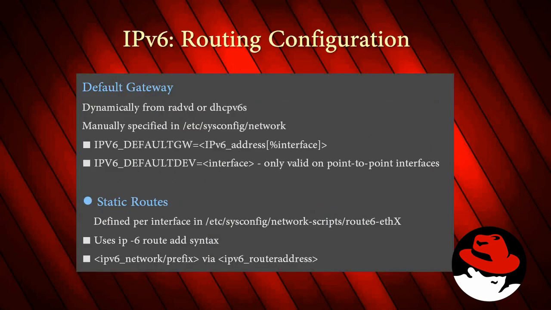The routing configuration could be handled by default gateway or the static routes. The default gateway can come dynamically from RADVD or dynamic host IP version 6. The manual specification could be found in the network category. The static route is defined per interface here. It uses the IP version 6 route add syntax.